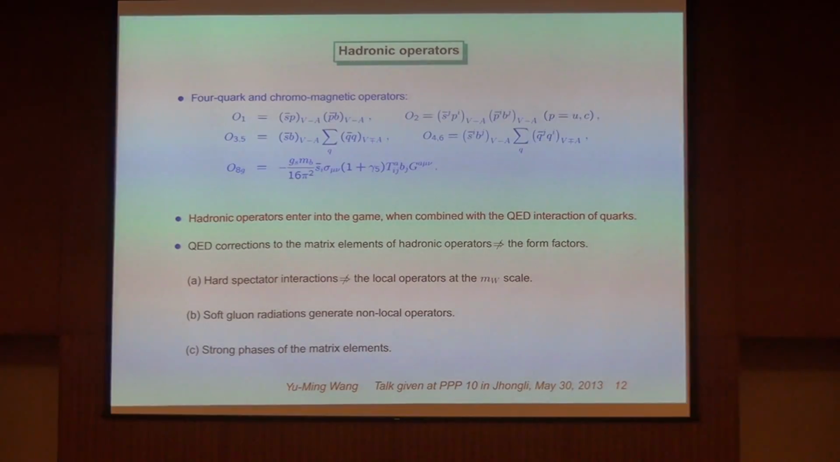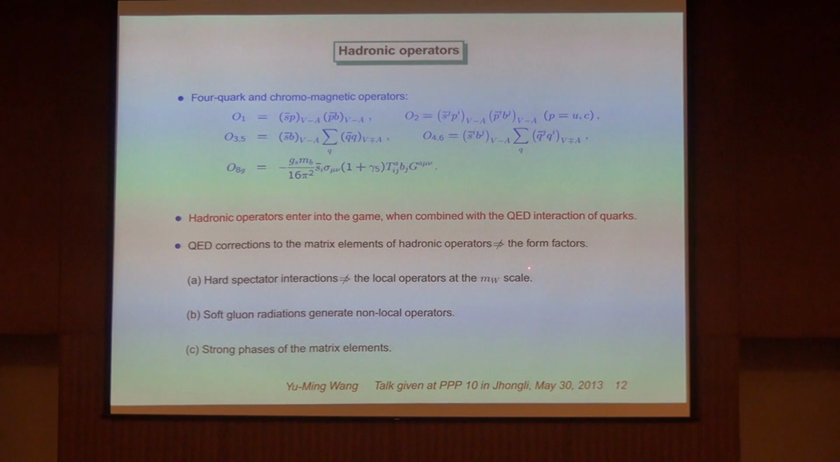This comes to the story of the hadronic operators. The hadronic operators come into the game when they combine with QCD interactions. So there are three types of these operators. The first line I show is the current-current operators, which can be generated at tree level. The second line shows the QCD penguin operators. The last one is the chromomagnetic operators. It is worthwhile to mention that this QCD correction to the matrix element of the hadronic operators will not be reduced to the form factors.